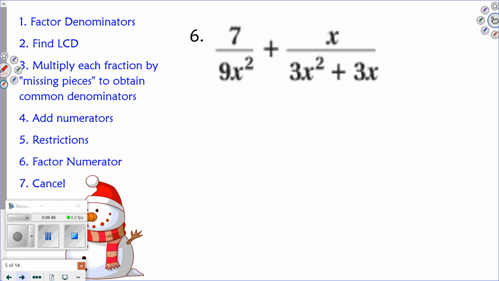Do either of those factor? Yes, the second one does. What can I factor from here? 3x. So we have x plus 1. So that was step 1, factor denominator only. Do not even look at the numerators. Step 2, find the LCD, my least common denominator. Here's the trickiest part of all of this.